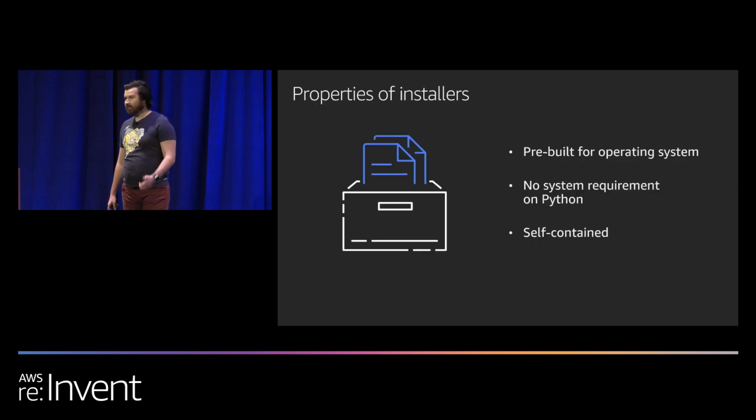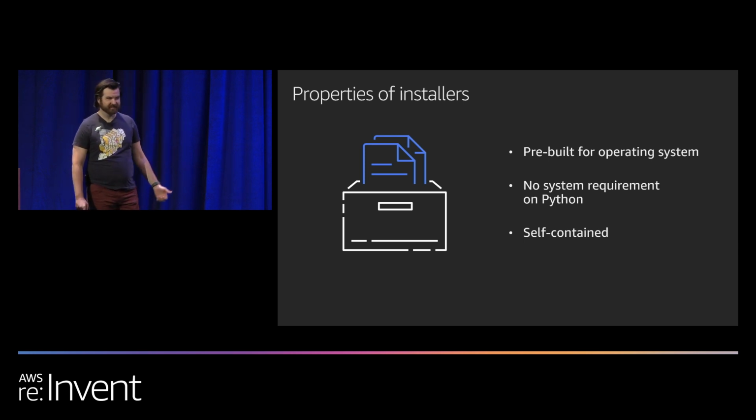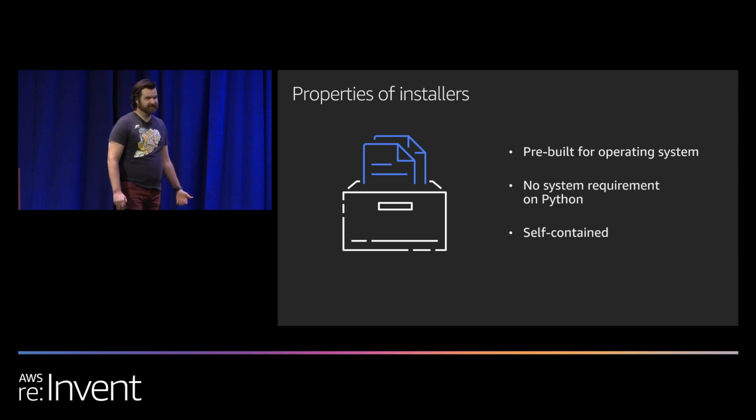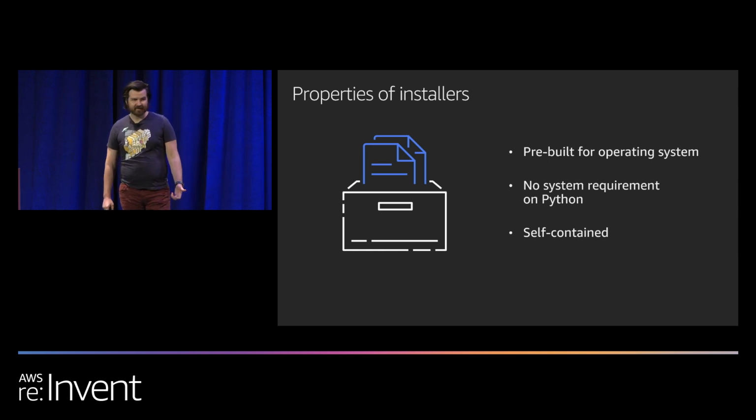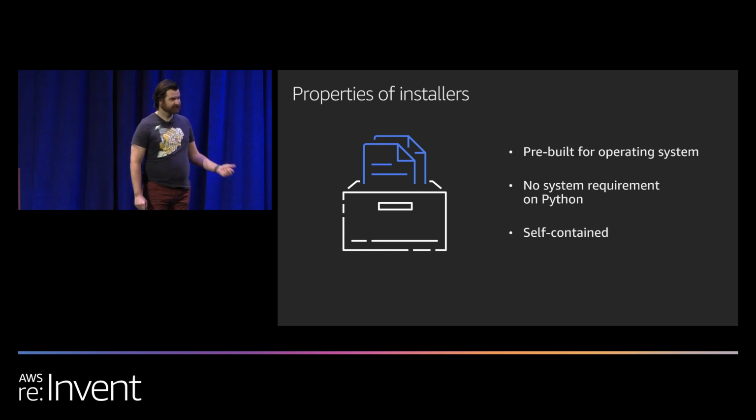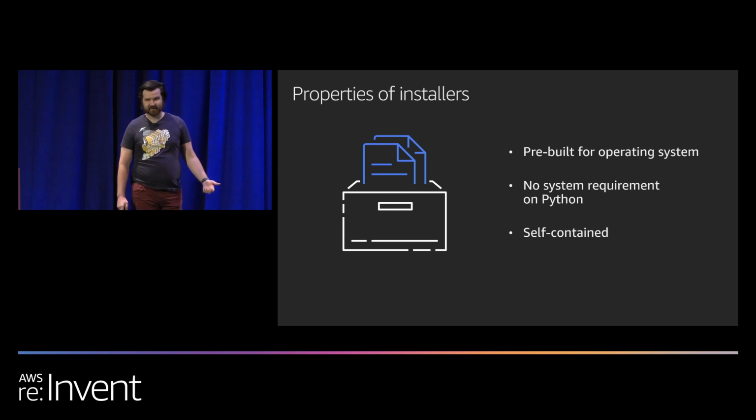So one important property of these installers is that they're pre-built for an operating system. And this is important because it gives us two advantages. Specifically, there's less system dependencies you need in order to install the AWS CLI. For example, the AWS CLI v2 is written in Python, but it doesn't require Python on your system in order to install, like it is required for some installation mechanisms of the AWS CLI v1.